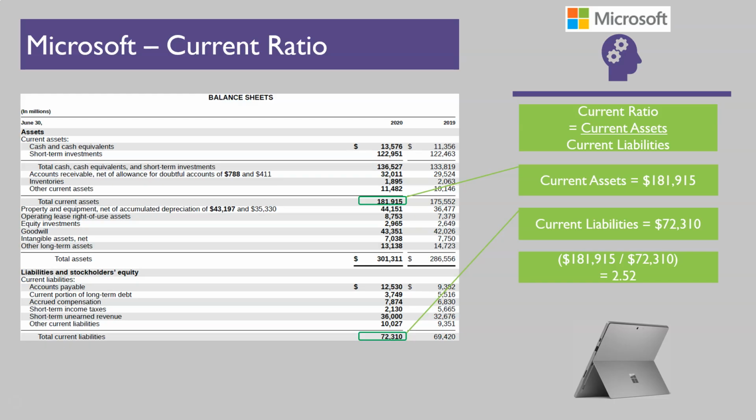Stepping back, the big picture that I want to highlight here is that although Apple has a healthy current ratio above 1, Microsoft has a much better current ratio at 2.5 times to 1. In other words, Microsoft would be considered more liquid than Apple on the basis of this metric.